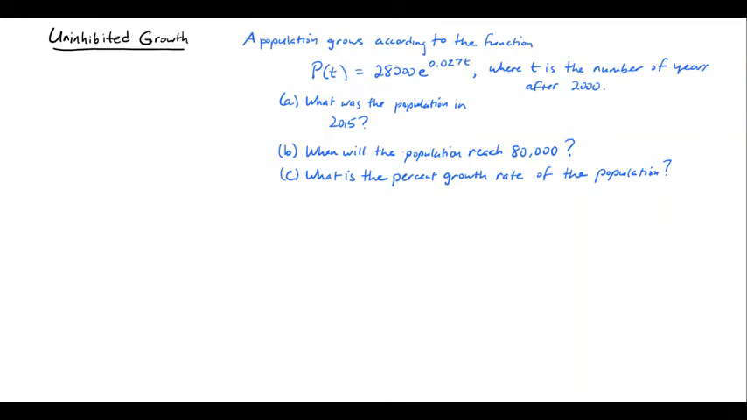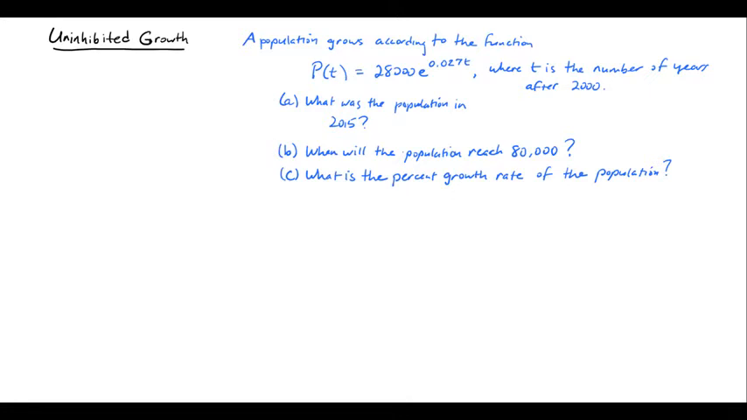P with Uninhibited Growth. There's actually no pun in that title whatsoever. I thought I'd do one video where the title was not a joke or a pun of some kind. Actually, this is a problem about a population model. A population grows according to this exponential function, 28,000 times e to the 0.027t, where t is the number of years after 2000.